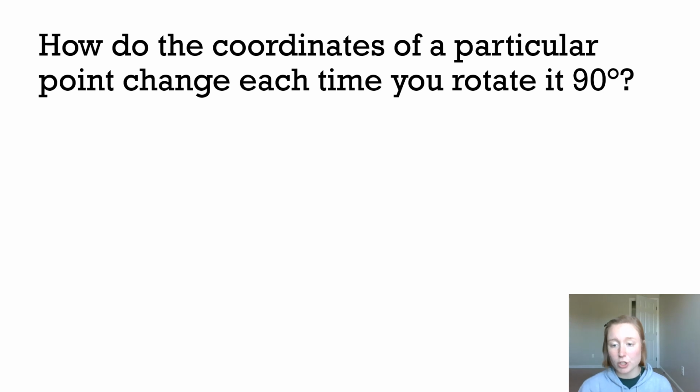So the question I'd ask you to think about for just a moment is, how are the coordinates of a particular point changing each time we rotate it 90 degrees, right? So I'm not asking you to go from 0 to 270 and write a pattern, or from 0 to 180 and write a pattern, although they exist. But just every time we rotate it 90 degrees, what's happening? Think about that for a minute.